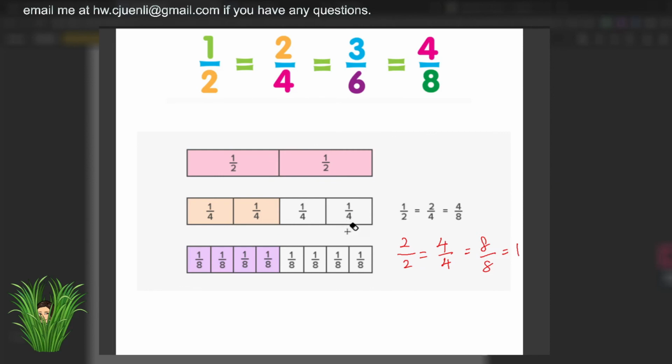If I take half, it will definitely be half. If I take 1/4, well, it is 1/4 then.